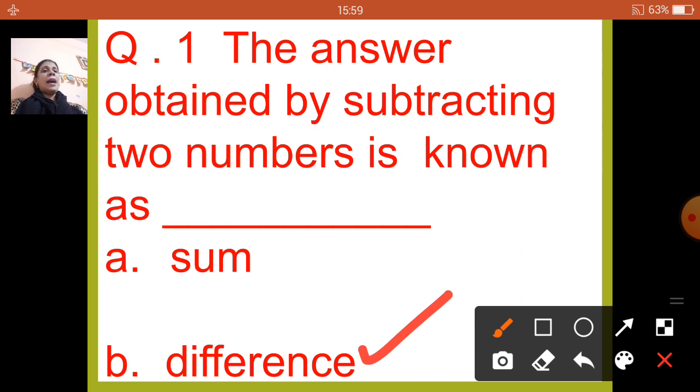Difference, correct. The answer obtained by subtracting two numbers is known as difference, and the answer obtained by adding two numbers is known as sum, correct. And the answer obtained by multiplying two numbers is known as product. So when we do addition, it is sum. When we do subtraction, it is difference. And when we do multiplication, the answer is called product. So what is the answer? The answer obtained by subtracting two numbers is known as difference. Let us move to the next.